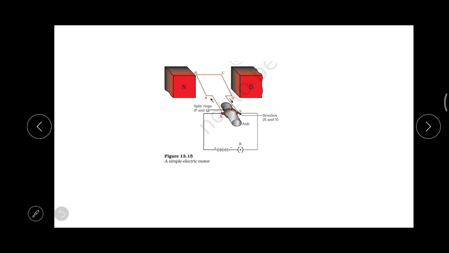So remember these things, the split rings. With the help of the split rings we are reversing the direction of the current. The device which we use to change the direction of the current is known as the commutator. So here the split ring acts as the commutator. The function of the split ring is to act as a commutator.